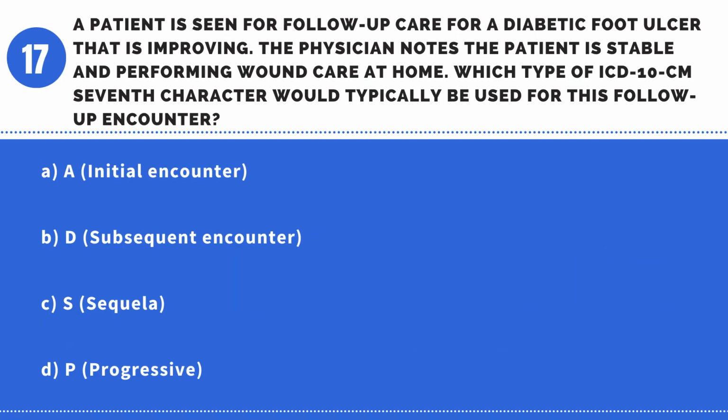Question 17. A patient is seen for follow-up care for a diabetic foot ulcer that is improving. The physician notes the patient is stable and performing wound care at home. Which type of ICD-10-CM seventh character would typically be used for this follow-up encounter? A. Initial encounter. B. D. Subsequent encounter. C. S. Sequela. D. P. Progressive.